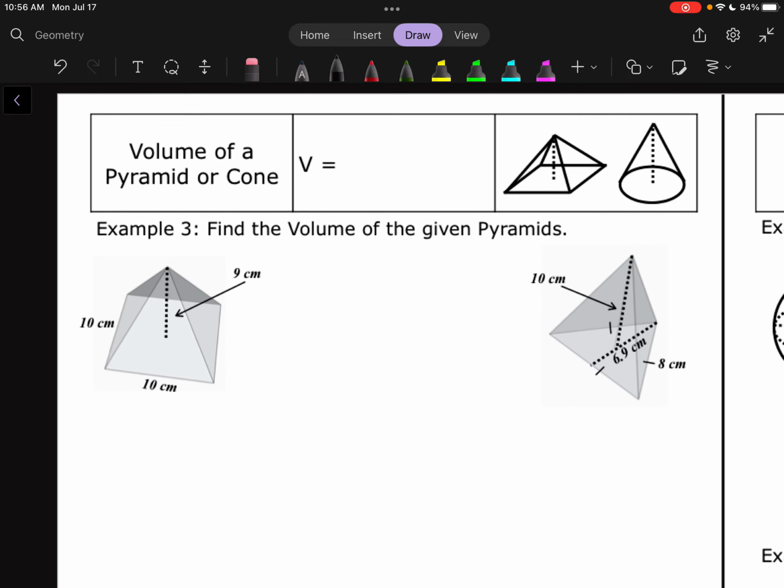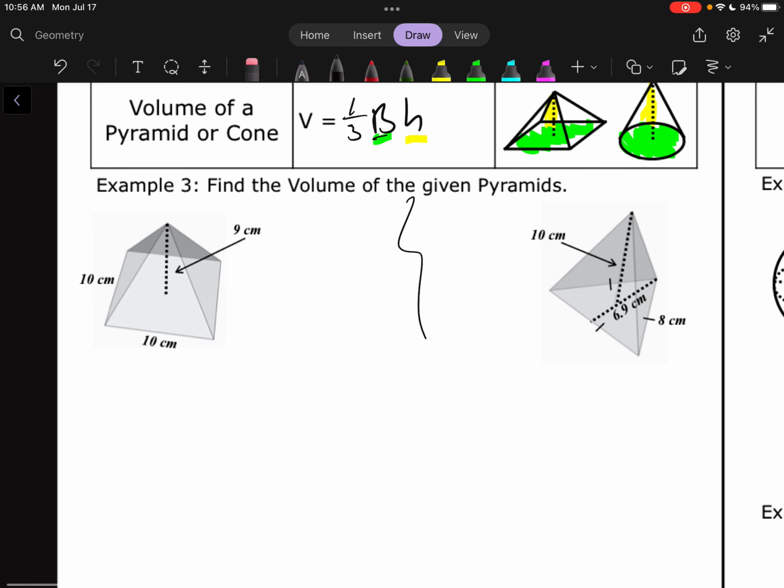All right, so pyramids and cones. The only difference for pyramids and cones is the formula now is going to be 1/3 big BH. Our big B is still the area of the base, whether it is a pyramid or a cone, so you're going to have to change up that area formula. And then h is the height of them. Now the height is different than the slant height that we use for surface area. The height needs to go from the center of the pyramid or the cone straight up to the vertex of it.